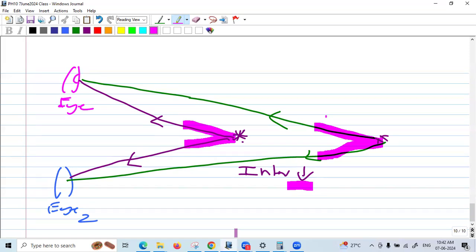Other than that, what about this angle and this angle? Is it same? Decrease, sir. It will decrease.